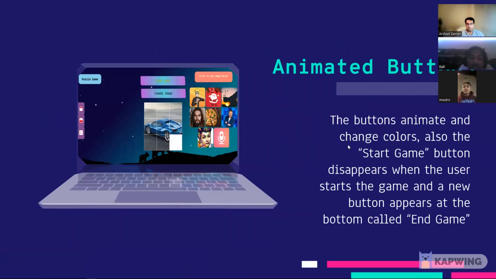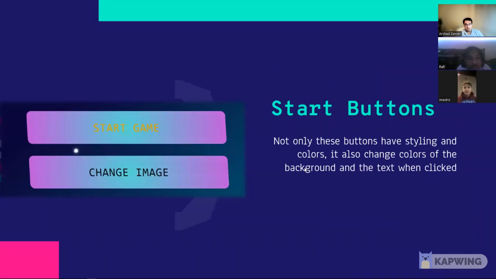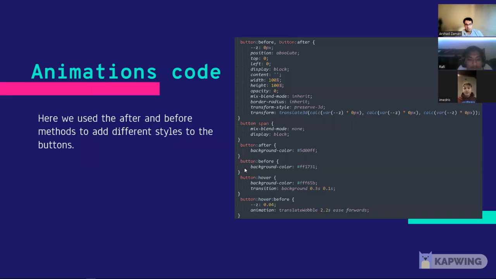better user experience. So, animation buttons: we have different animated buttons, like the start game button, which disappears when the user starts the game, and also a button at the bottom called end game after you click start game. The start buttons change their styling and colors when you click on them or when you hover on them. And here's the pseudocode for the button before and after.